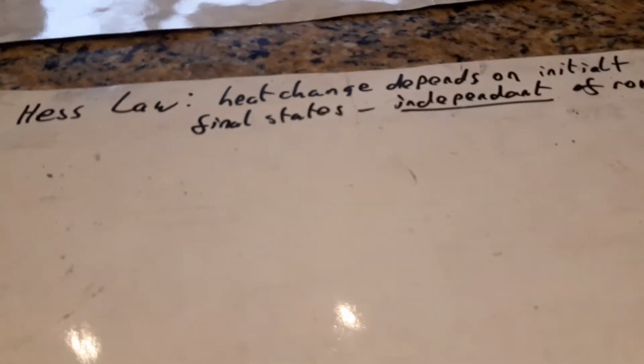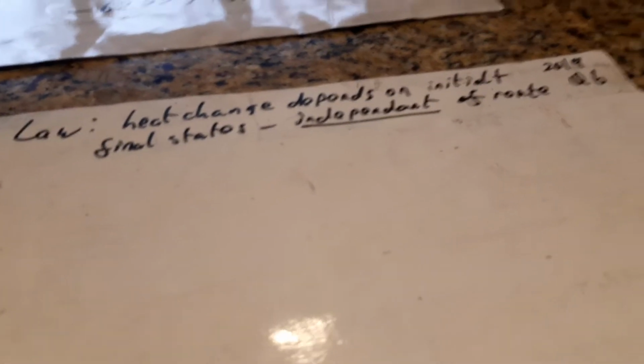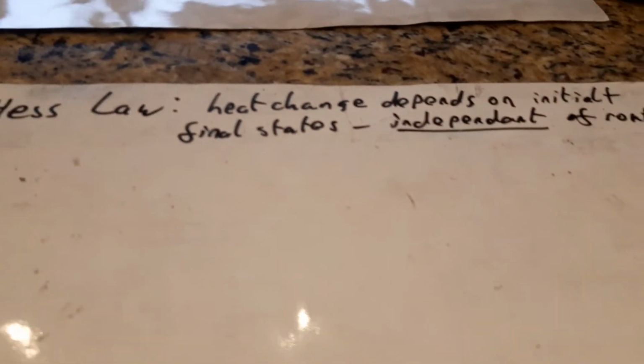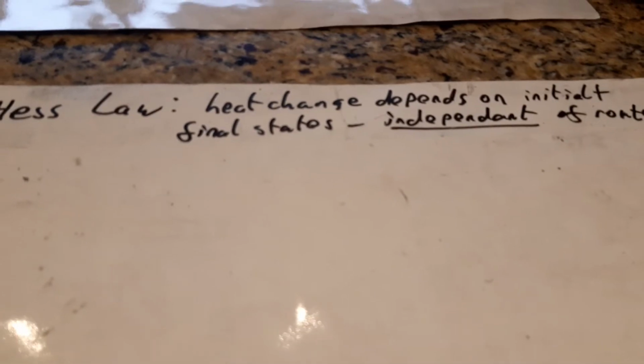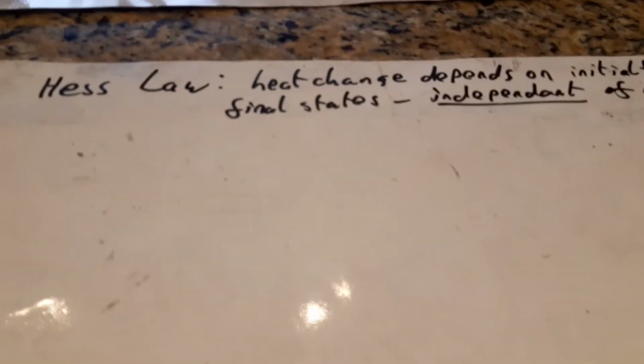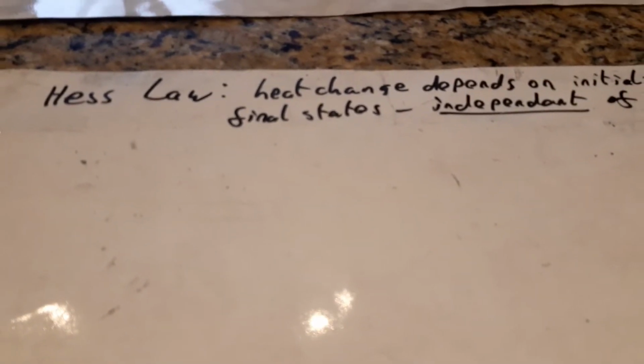Hess's Law tells us that the heat change in a reaction depends on the initial and the final states, and it's independent of route. Really what this means is it doesn't matter how you get there, whether you take one step or five steps, the heat change overall is going to be the same.